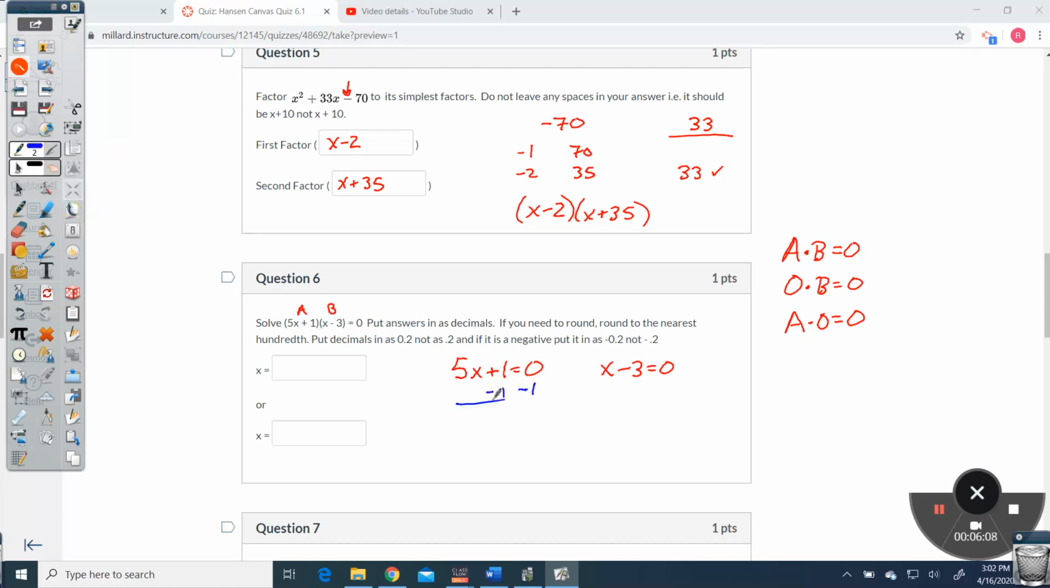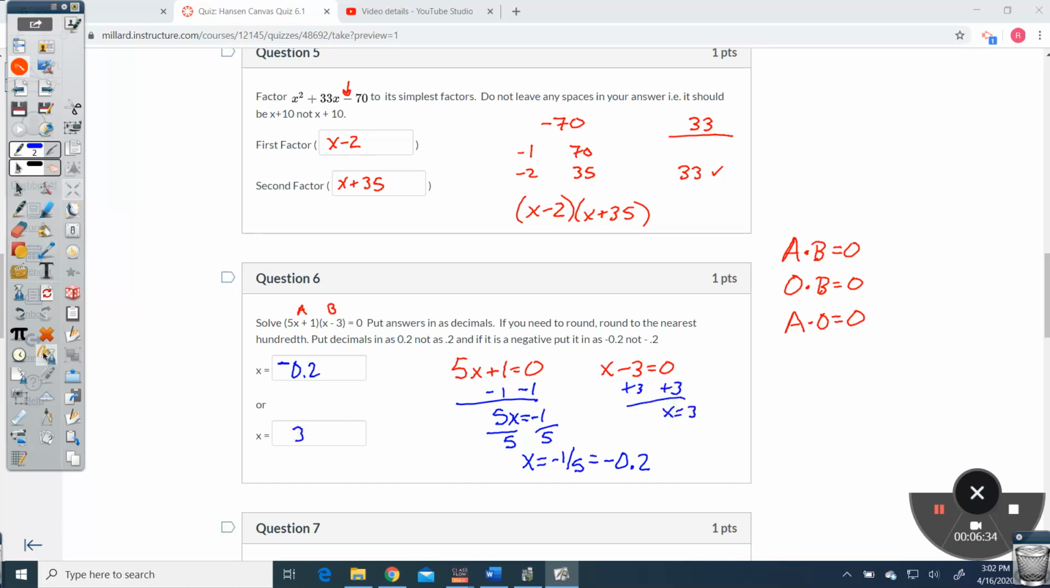So I minus 1 minus 1, so 5x equals negative 1. Divide it by 5, and x equals negative 1/5. If you type that into your calculator, it comes out to be negative 0.2. Make sure you put the 0 in when you're typing this. Make sure you go negative 0.2. Then on this one, we add the 3 and we add the 3, so x equals 3.